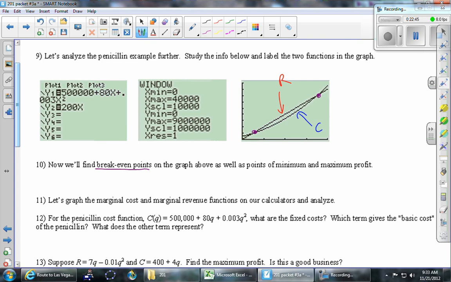And they're also worth knowing because suppose that you sell less than this number, whatever it is. What's my scale here? 40,000, 10,000. So let's say that's about 5,000. So if you sell exactly 5,000 units of penicillin, what's true about the profit? 0.